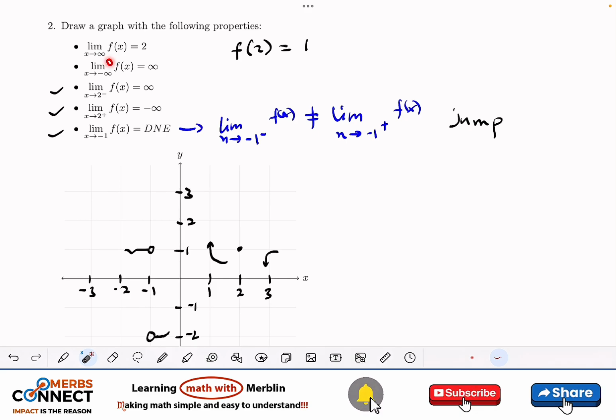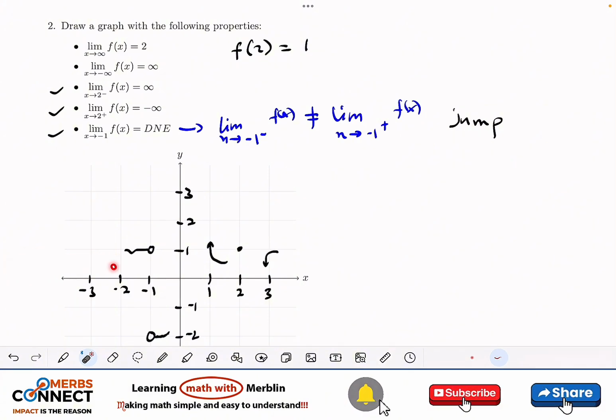Then this one is telling us that when x is approaching negative infinity, I need to go to positive infinity. So the last x term is this. When we are approaching negative infinity, we should be going to positive infinity. So it's kind of something like this. This is where x is approaching negative infinity, right?